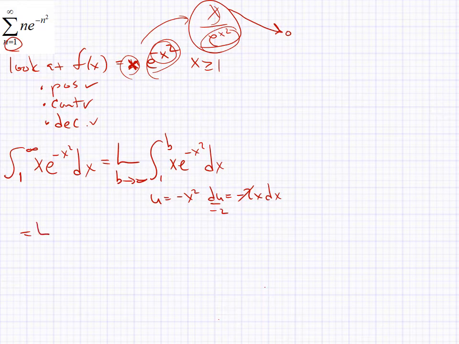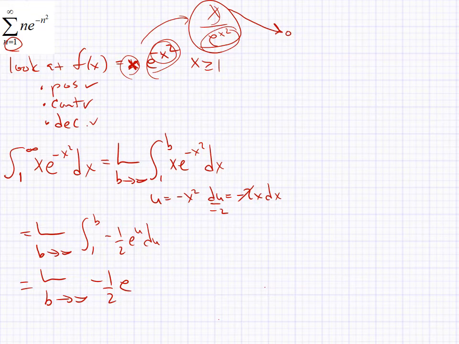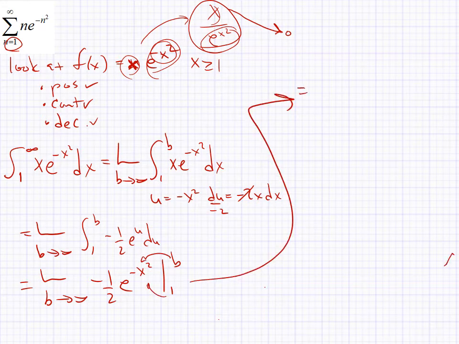And what I end up with is the limit as b goes to infinity of the integral from 1 to b of negative 1/2 e to the u du. So that's an easy integral to do. So I have the limit as b goes to infinity of negative 1/2 e to the u, which was negative x squared, between 1 and b. I'll then plug b in, I'll plug 1 in, and subtract. So what I end up with is the limit as b goes to infinity of negative 1/2 times e to the negative b squared minus e to the negative 1 squared.